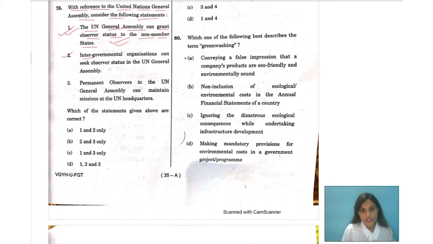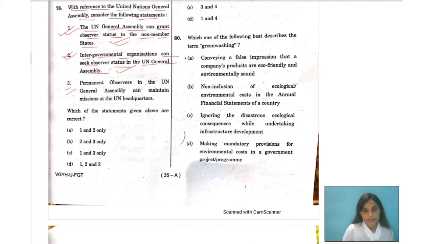Now, number two says intergovernmental organizations can seek the observer status in the UN General Assembly. This one is also correct because the General Assembly decided that observer status would be confined to states and intergovernmental organizations whose activities would cover matters of interest to the Assembly. Okay, so that's why we can consider this to be correct.